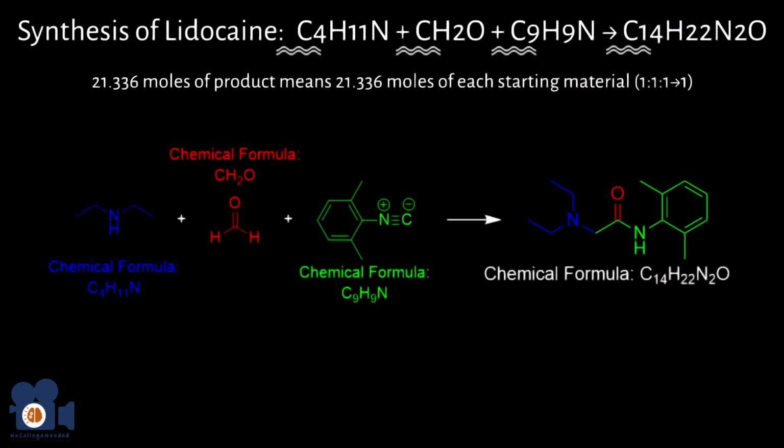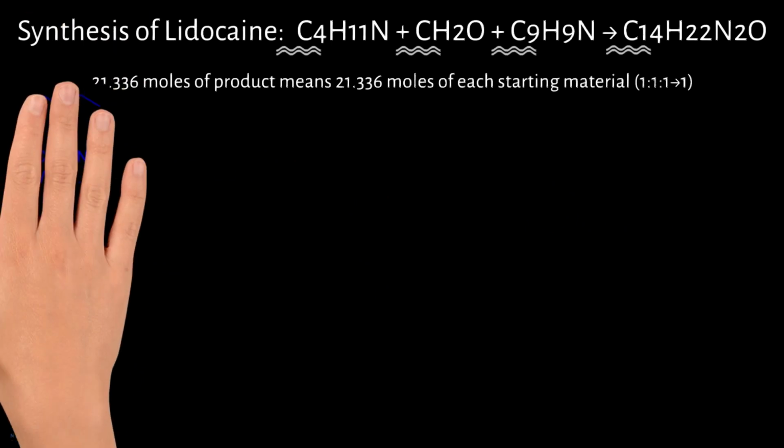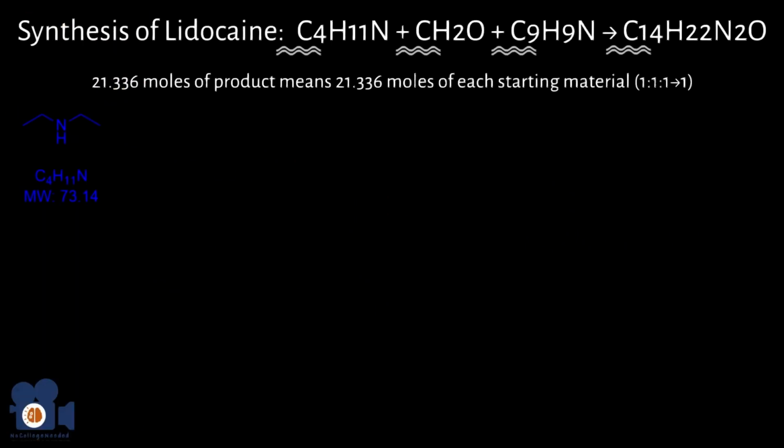Then you convert these moles to grams using the molecular weights. By now you know how to calculate molecular weight, so I won't show you that again. I'll give it for each starting material. 73.14 grams per mole in C4H11N, 30.03 grams per mole in CH2O, and 131.18 grams per mole in C9H9N. Once you have the molecular weights, determining the grams is just multiplying the moles by the molecular weights as such.